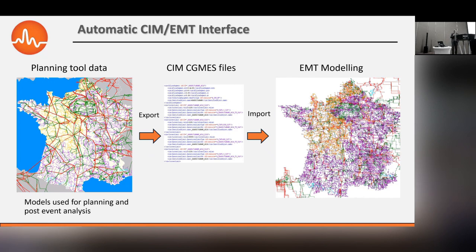So this is the whole picture of how the automatic EMT interface looks. On the left, we have how the network looks in our planning tool data. We consider that our planning tool data is the referential database of the network data. It is mostly used for planning and post-event analysis. On this planning tool, we have a feature which exports SIM files, which are XML files. Then with this XML file, we import it in EMTP and we draw all the data.